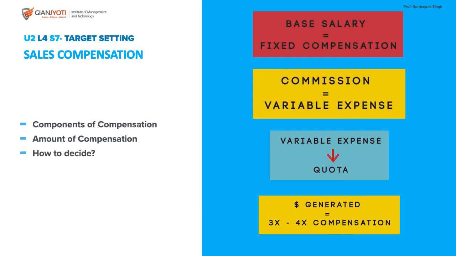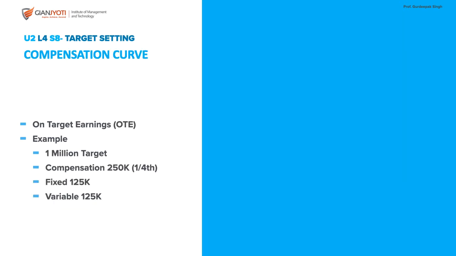So one of the things, as a thumb rule, that we do is that the sales rep has to bring in 3 to 4 times the sales of the compensation which he or she is getting. So generally the sales generated is 3 to 4 times the compensation. So let us understand this through a compensation curve, how we decide the compensation.